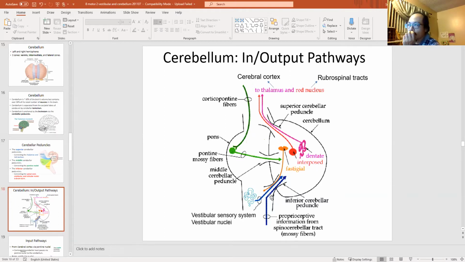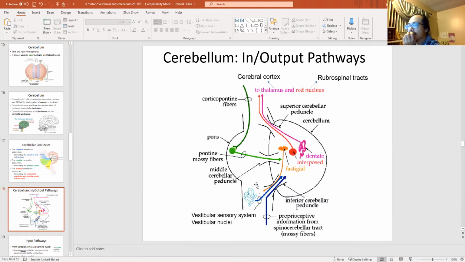There are two major inputs. One is from the proprioception through the spinal cord. We will also have the vestibular sensory signal and the vestibular nuclei enter into the cerebellum. The output will go from the cerebellum through the inferior peduncle to two regions.